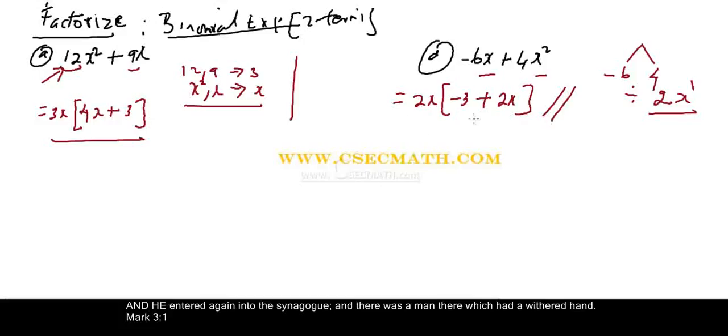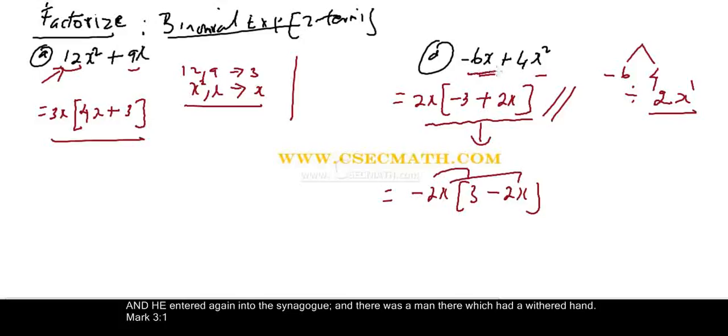Now we can also represent this information alternatively. How? Instead of having 2x as a positive term, we can have negative 2x, and thereby this negative 3 would now become positive 3, and this positive 2x would become negative 2x. Always make sure that whenever we multiply, the outcome should be the information that you see here.